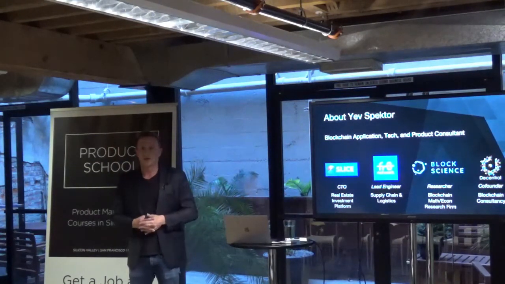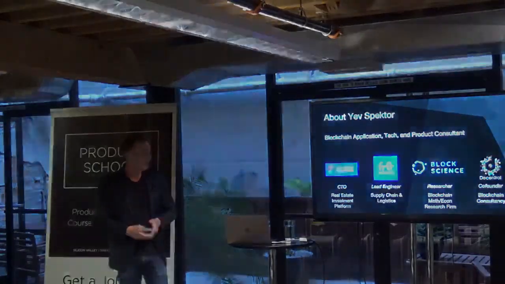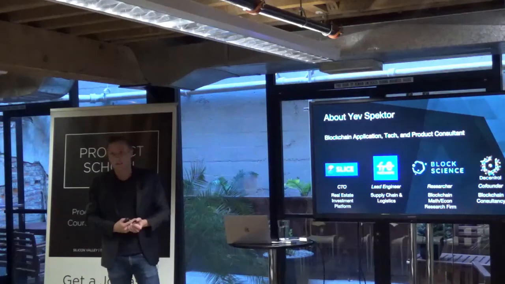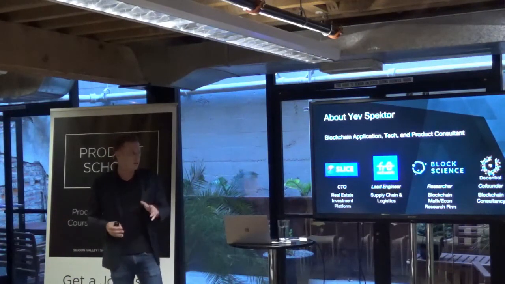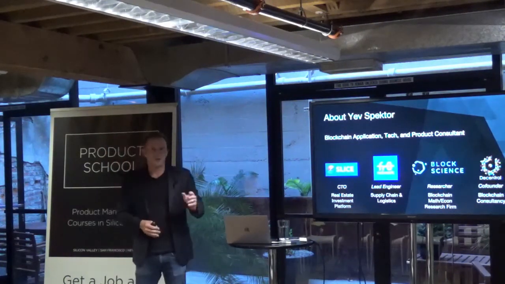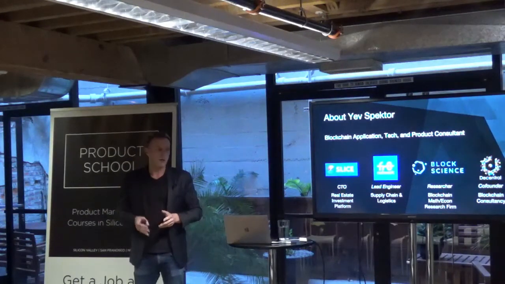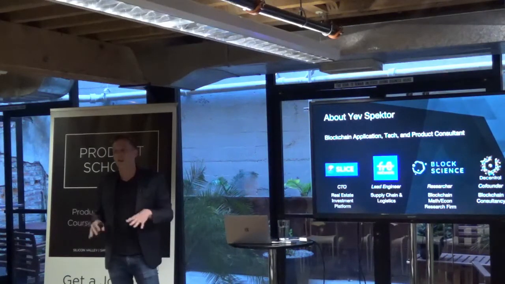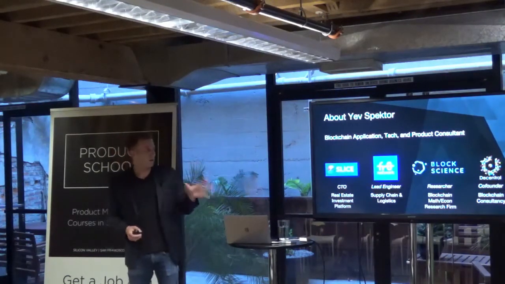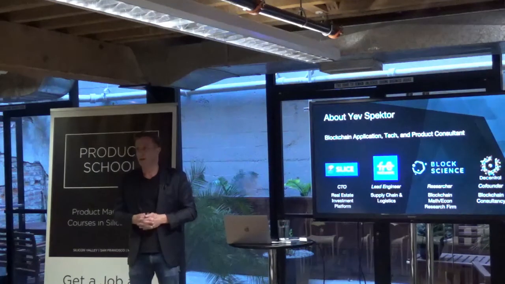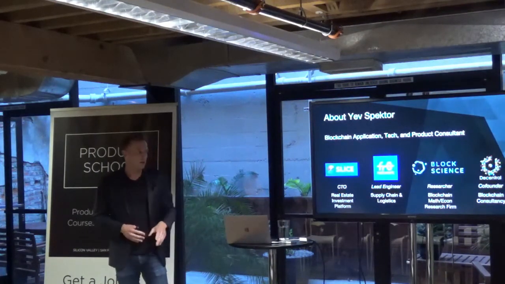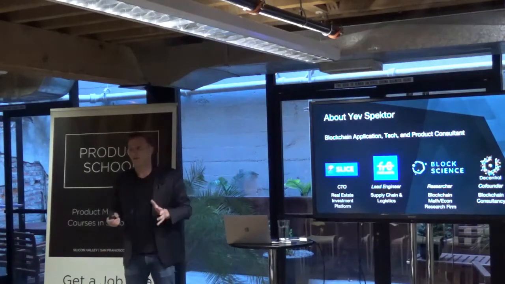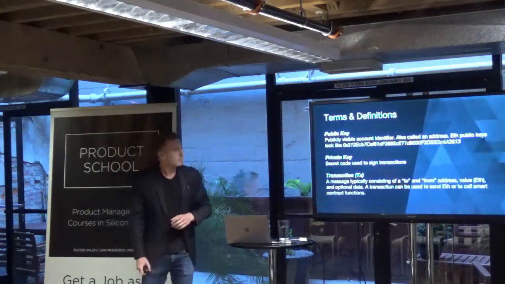I'm involved with Slice. They're a real estate company on blockchain. We tokenize real estate investments instead of having a security. With Fr8, we do supply chain on blockchain, and we're building a new protocol for last mile solutions. Block Science is an economics and mathematics research firm specializing in token economics. And Decentral is the blockchain consultancy I'm involved with.